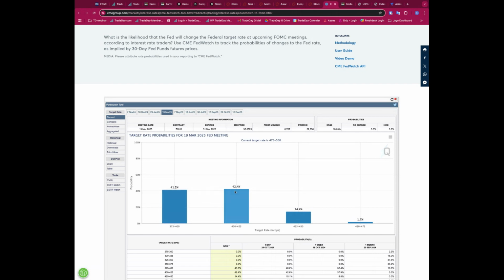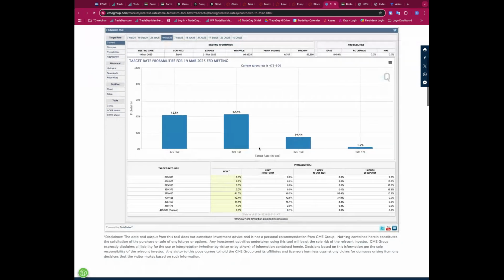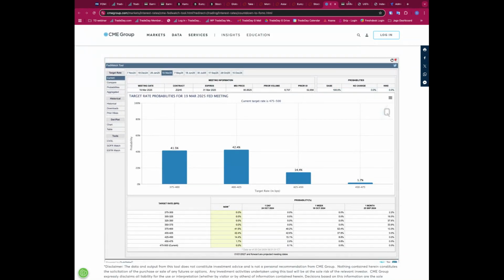So it's basically pricing in a 59% chance that at some point in the next 4 meetings, the Fed pauses, okay, and it stops its rate cutting, okay. So that's quite interesting as well. So we're already looking for a potential pause to come into the next quarter.